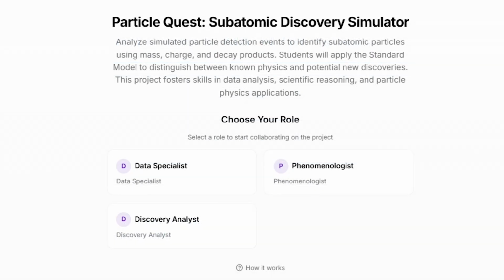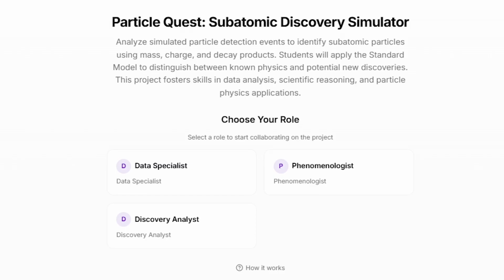Now that we've explored the fundamental forces and the mysteries of the Higgs field, it's time to put your knowledge to the test in our final project, the Particle Identification Challenge. We have simulated data from a high-energy collider experiment, and your mission is to identify whether these detection events represent known standard model particles or perhaps something even more exotic.